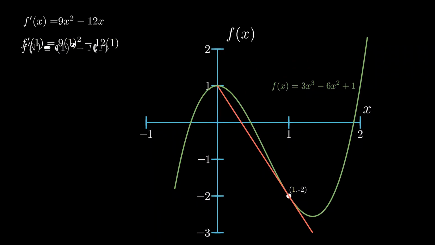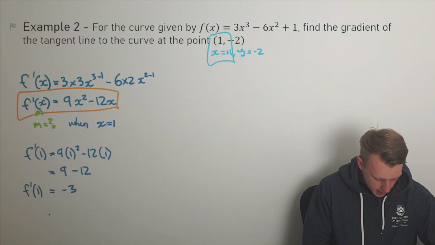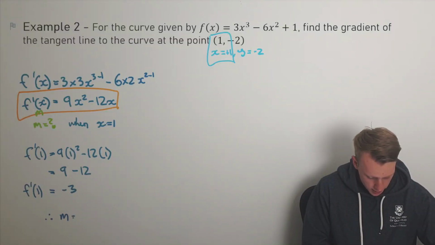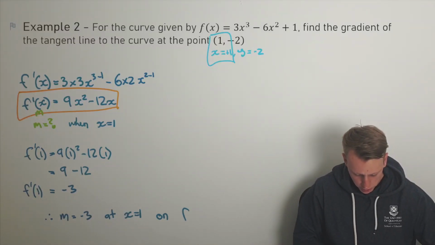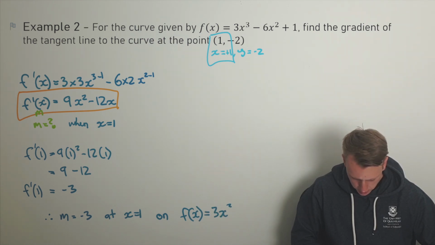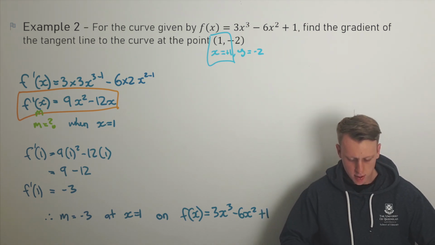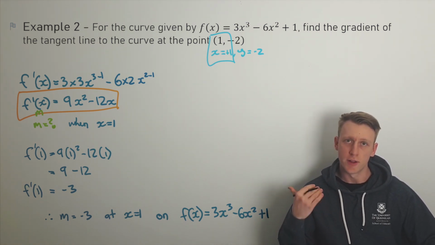I'm just going to wrap this up by writing my therefore statement. I would say, therefore, m equals -3 at the point x equals 1 on my original function f of x. And that is the interpretation of the derivative.